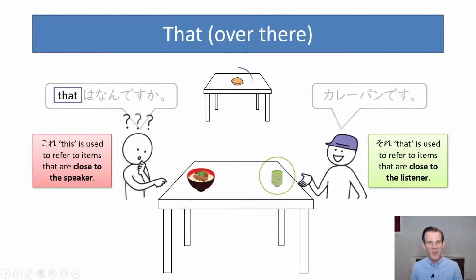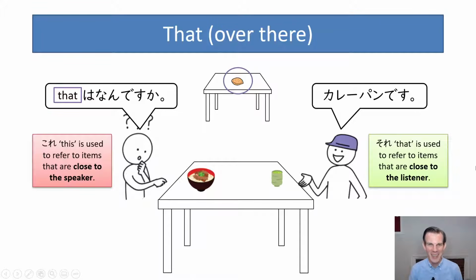Now, next is where we get a little bit different from English. English only makes a two-way distinction. Is it close to me? Then it's this. Is it somewhere else? Then it's that, right? In Japanese, there's a three-way distinction: between something close to the speaker, something close to the listener, and something that's far away from both of them. So you see a food item over on the other table. It's not close to either of you. We need to use a different word. Even though in English it would be "that", we need a different word for that thing over there.